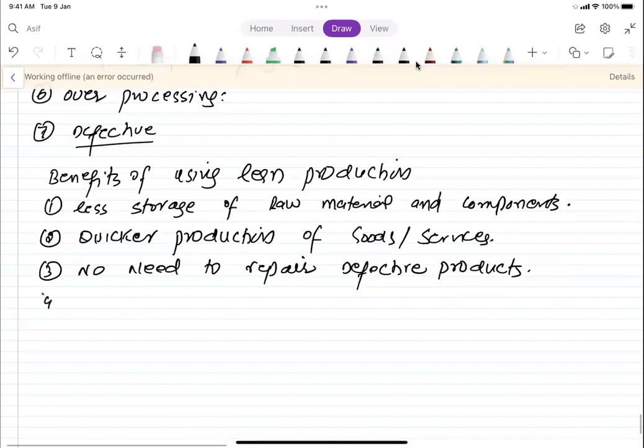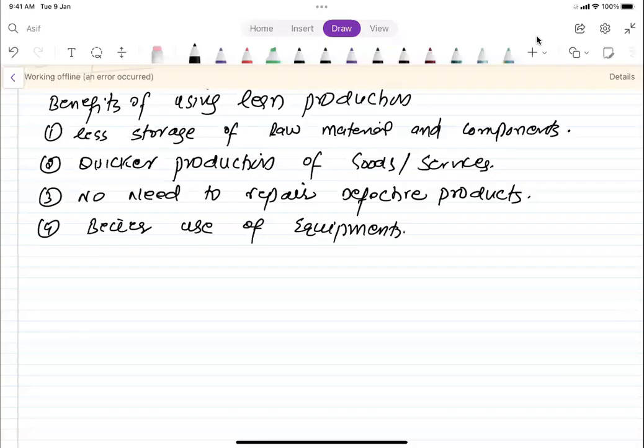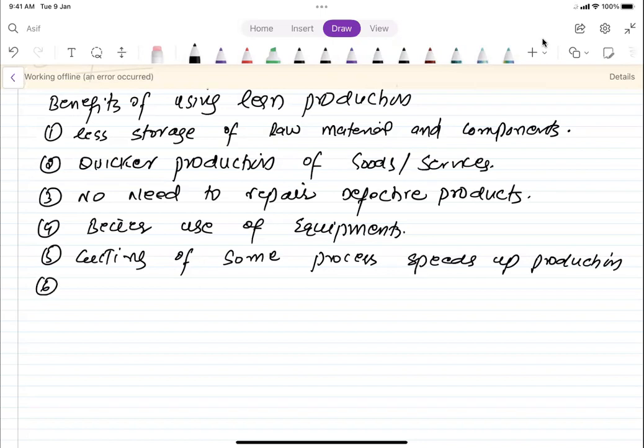If you are using lean production technique, it means you are actually utilizing your plant and machine in a better way. So we call it better use of equipment. We can also cut some processes, which speeds up the production. Similarly, if we use less inventories, it means lesser capital is tied up in inventories.